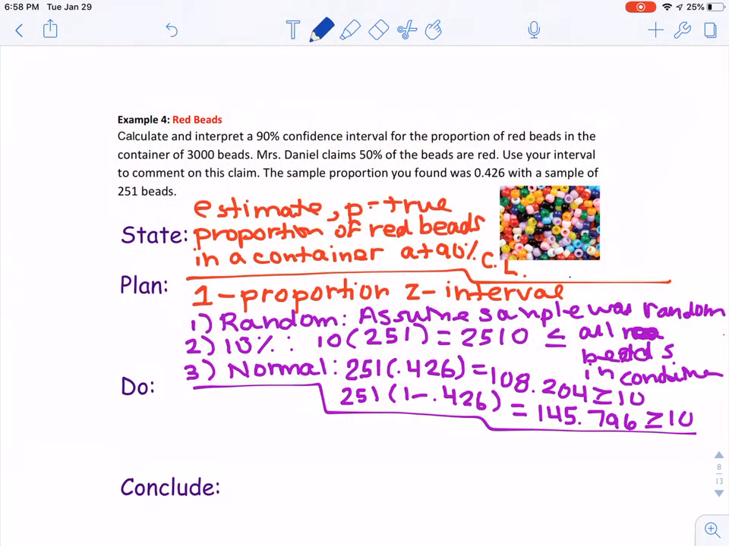Okay, so now we're down to the do step. Okay, and the do step is where we're going to go back up to the problem. Remember that 0.426, that's our p hat. That's our sample proportion. Okay, so that's the point estimate. Okay, so for the do step, we're going to start there. We're going to put our plus or minus. After the plus or minus is where we're going to put the z-score. Okay, I'm going to come back and fill that in just a second.